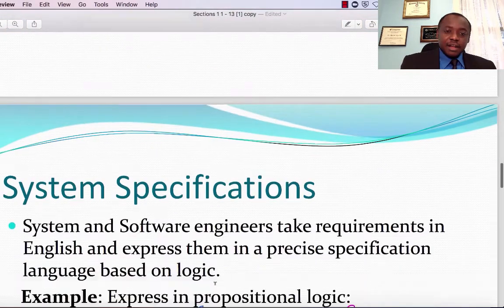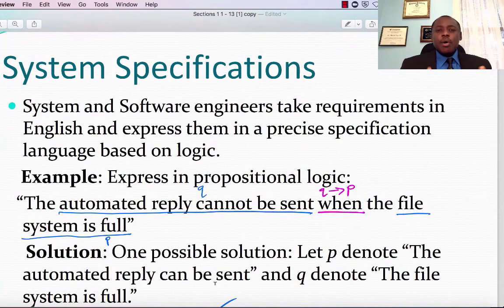That was easy. Now let's move on to more conversion or translation from English to propositional logic. But this one is mostly used by system and software engineers. And at times it's very specific to that discipline, but it is still translating from English to propositional logic.